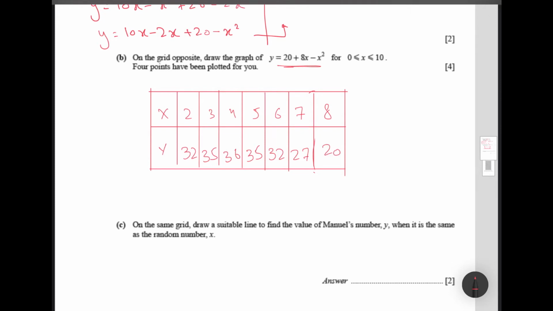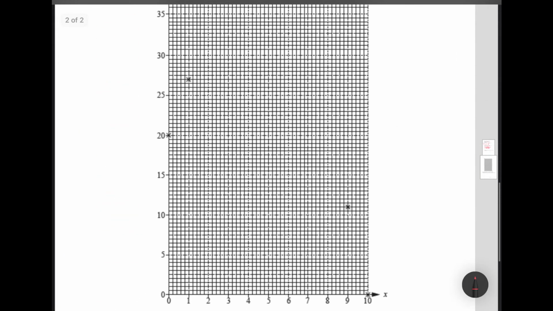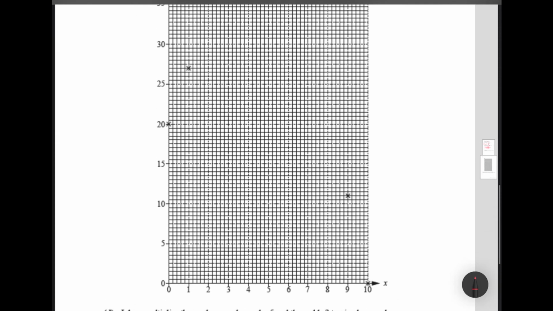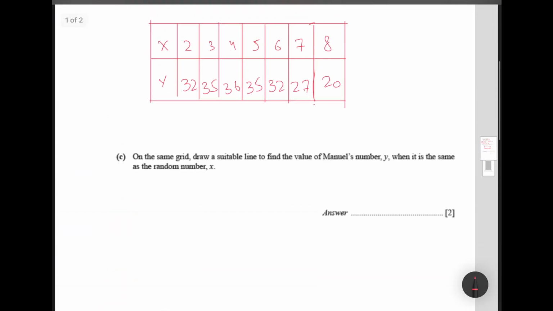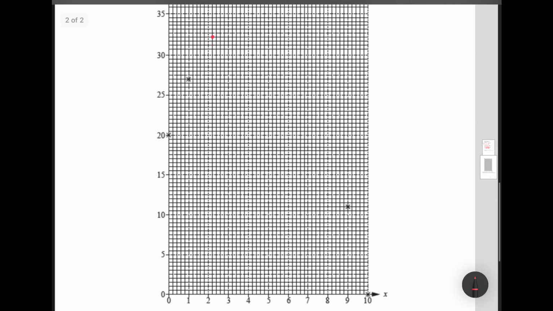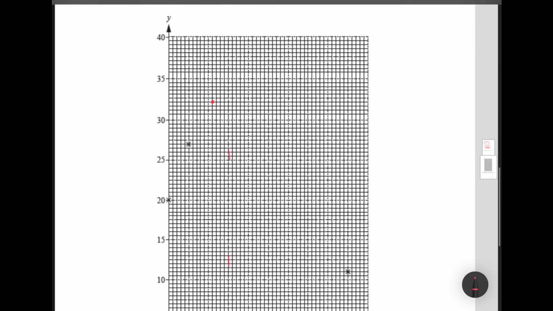Okay, let's plot these values. So for 2, we have to plot a y value of 32, which is supposed to be over here. Let me use a bigger radius of this pencil so that it's visible. Then we do 3 and 35. So 3 is on this line. I'm going to remove this later on. I just want to make sure that I don't land up on the wrong line. So 3 and 35 is going to be over here.